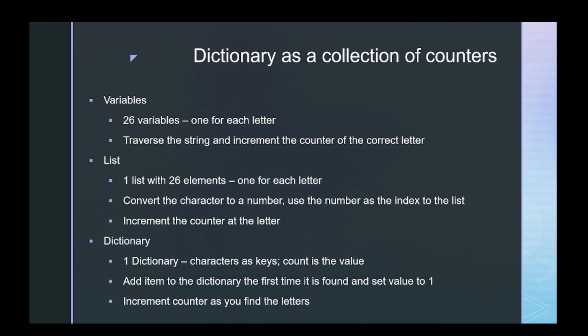In using the variable technique and the list technique, you are going to have extra memory taken up by letters that may or may not exist in your sentence at all. In the dictionary technique, you're only going to take up memory for the characters that you actually have to account for. This is actually going to make the dictionary the version that you'll want to use.